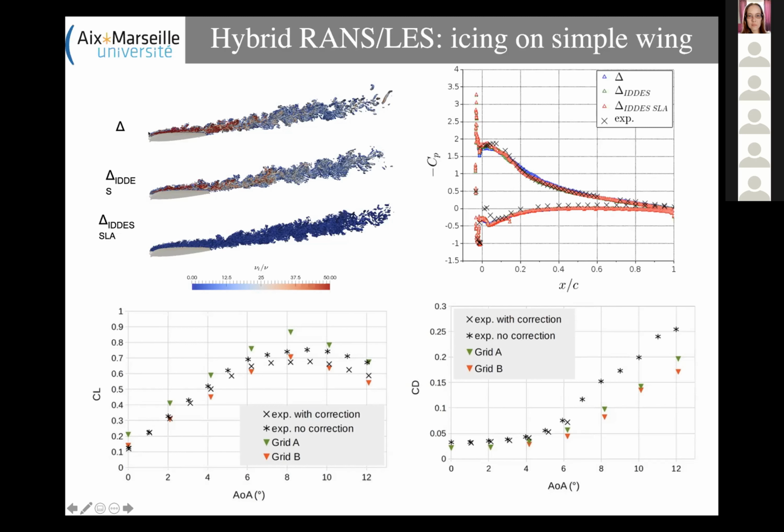So at a given location on the wind tunnel model, there were some pressure probes. This corresponds to the crosses here, the dark crosses that correspond to the experimental data. And with the three variants of the detached simulation approach, we got results that are pretty close.